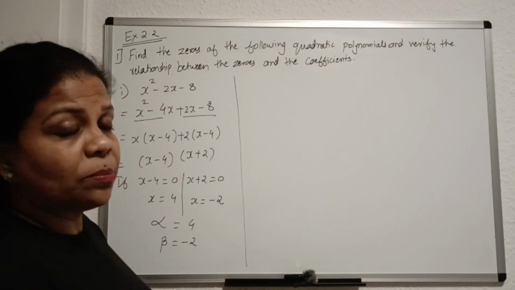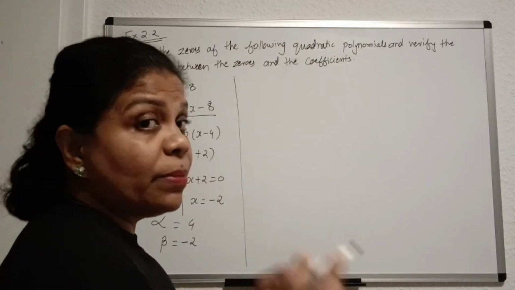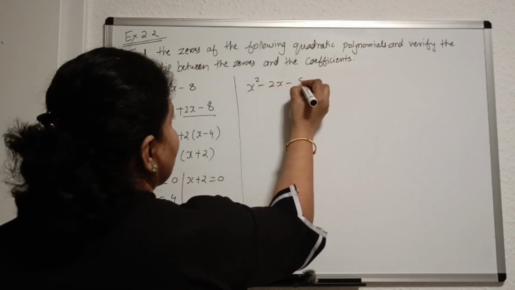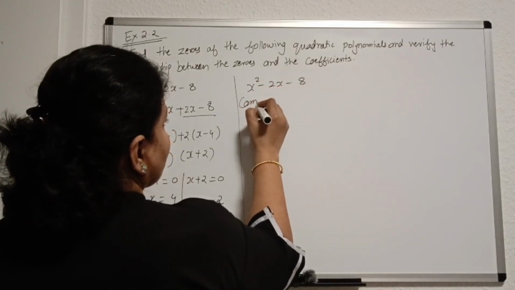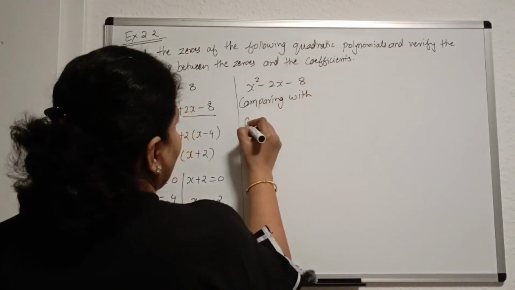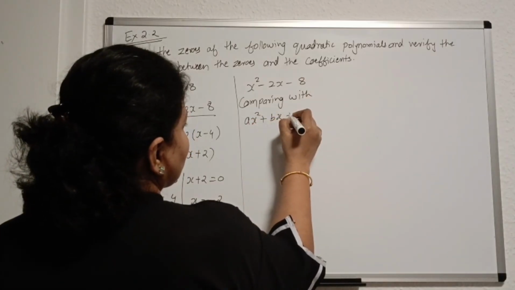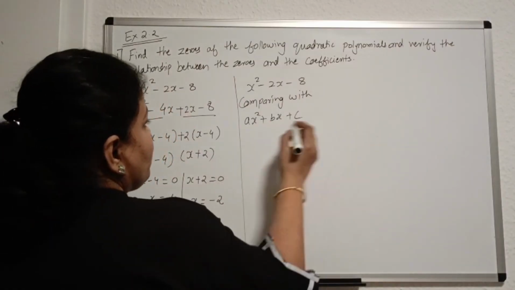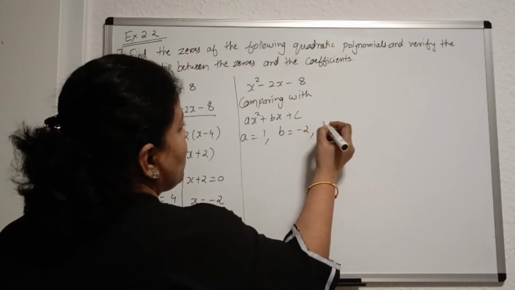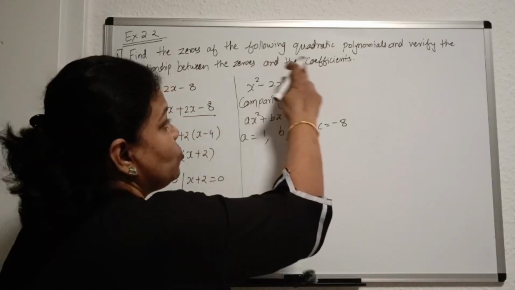Now verify the relationship. How many types of relationship do we have? We have two: the sum and the product. But before that, we have to compare this quadratic equation with the standard form. What is the standard form? Comparing with ax square plus bx plus c, right? If you compare that, you will get a is equal to 1, b is equal to minus 2, and c is equal to minus 8. This is the first step. This we have to show.